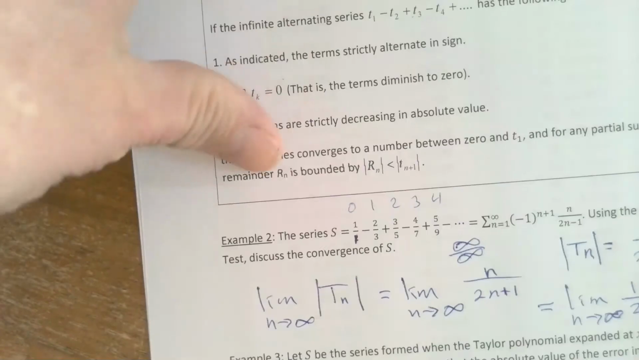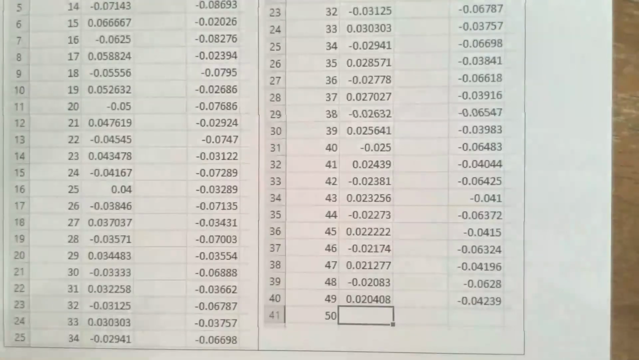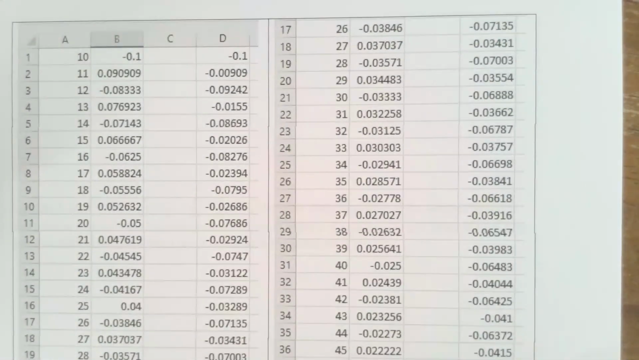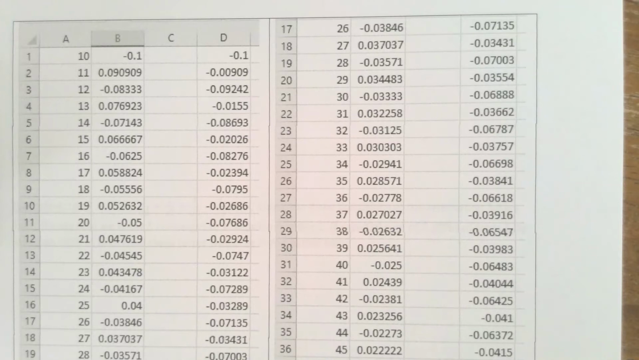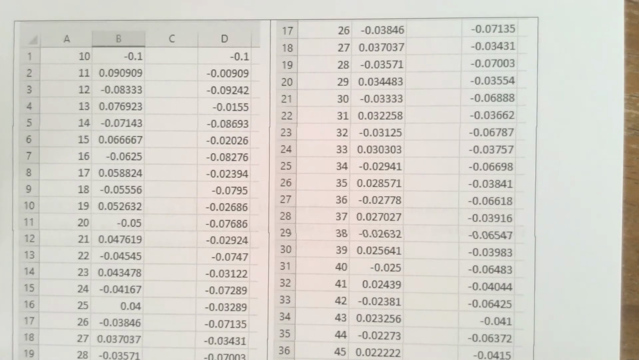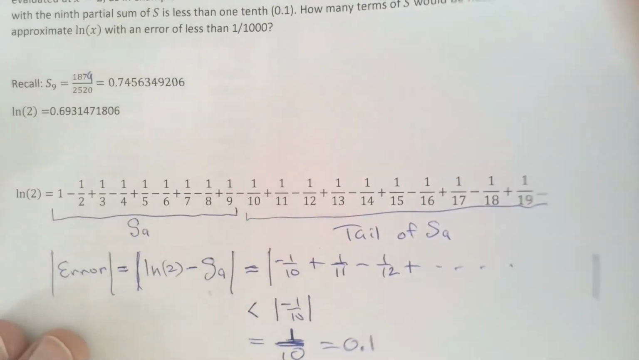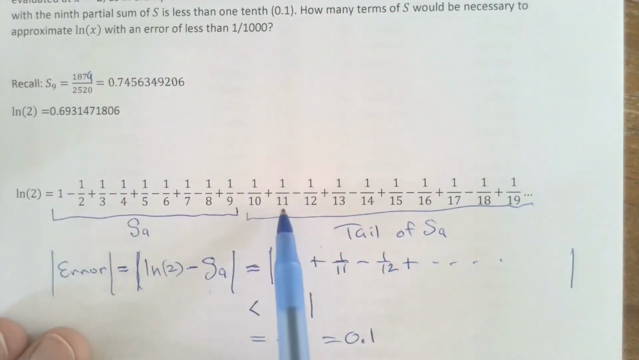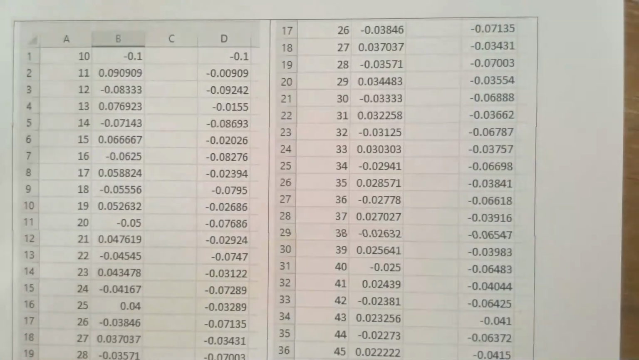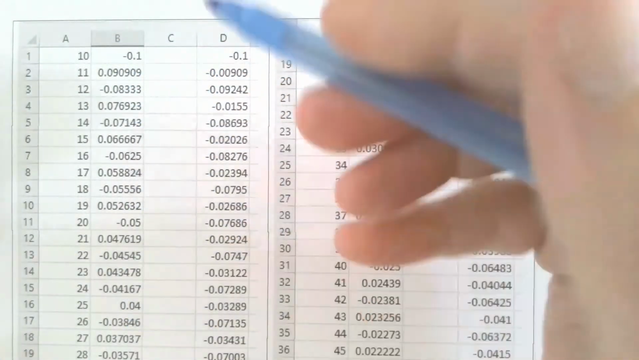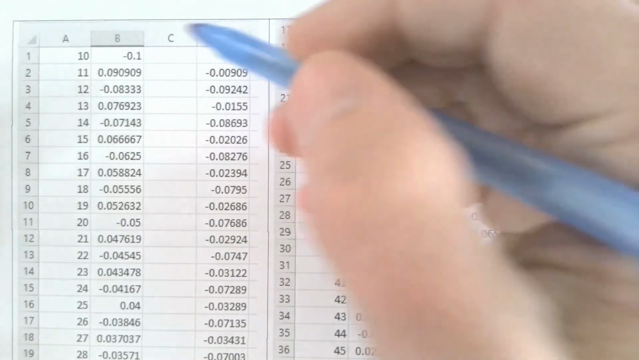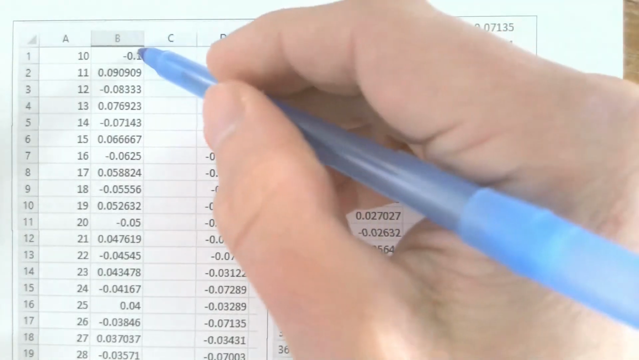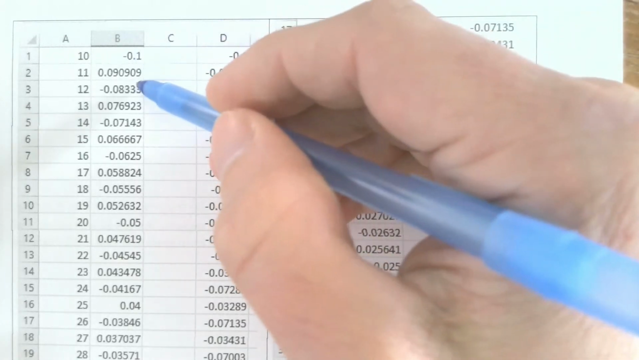Okay, so that's called error bounding. In order to understand that, I went ahead and made a spreadsheet where I took a look at the partial sums of the tail of the 9th partial sum, if that makes sense. So here's the tail of the ninth partial sum. Here are its terms, in the second column here. But in this column, I'm adding up the first term, and then here I'm adding up the first two terms. Here I'm adding up the first three terms.